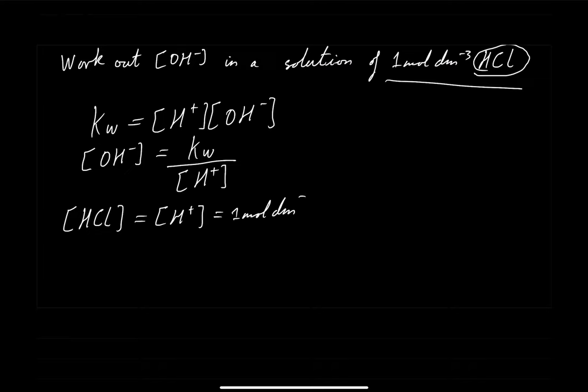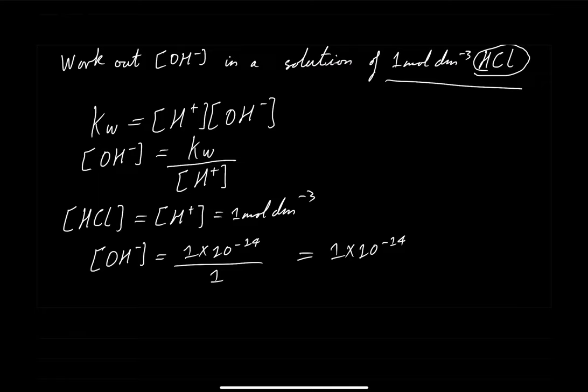Write it on another line. Don't do it on the same line, because I was just too lazy there. But now we know how to work out the concentration of OH minus in solution: it is equal to 1 times 10 to the power of minus 14 over 1, and that's equal to 1 times 10 to the power of minus 14.